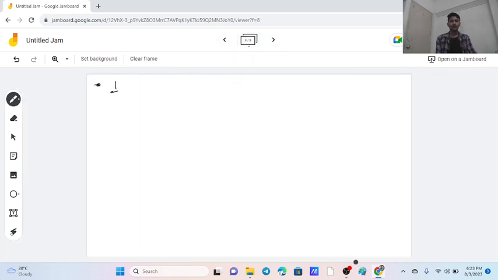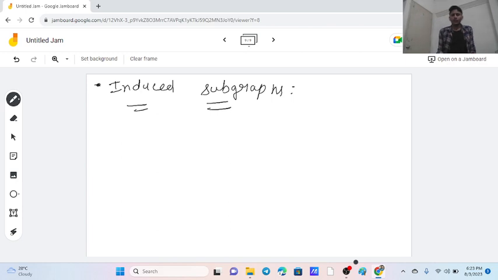Now we have the next topic, induced subgraphs. Okay, so what are induced subgraphs? Those subgraphs in which all the vertices have the same edges as in the graph G. Okay, so let me give an example. Suppose this is a graph G, with vertices 1, 2, 3, 4.